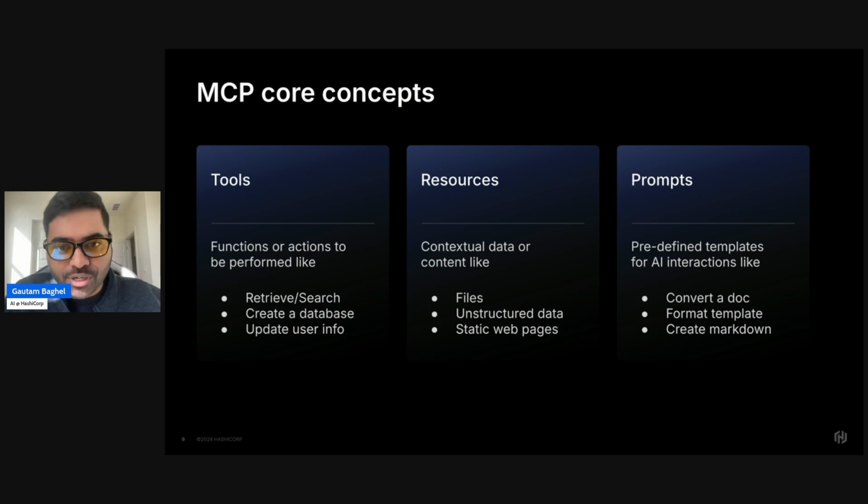Then you have resources. Resources are more like GET requests, for contextual data or content. Let's say you have a static document. For example, in Terraform, we have the Terraform styling guide. That's a static document that tells the LLM how to generate better Terraform code, right? So that could be files, unstructured data, static web pages, all those things. And prompts are more like predefined templates. If you know what most of your users want out of your MCP, you can define them as prompts.